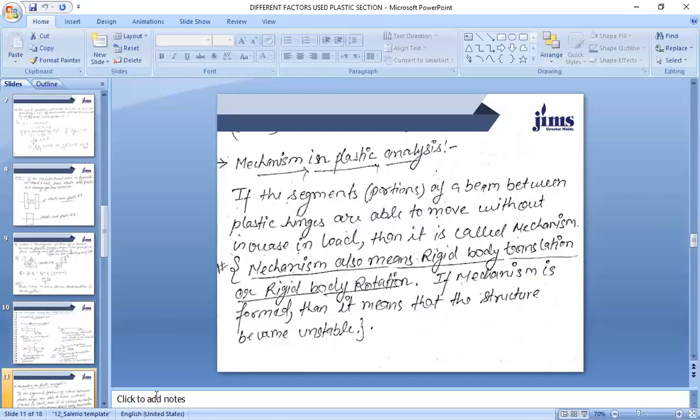Mechanism. What is mechanism? It is the segment, a portion of a beam between plastic hinges, that is able to move without increase in load. Then it is called mechanism. If you put three hinges in a row, in a line, parallel to each other, and put a force, or even if you do not put a force, it will automatically collapse. Such formation is known as mechanism. Mechanism is also called rigid body translation or rigid body rotation. If mechanism is formed, it means that the structure becomes unstable. Right?